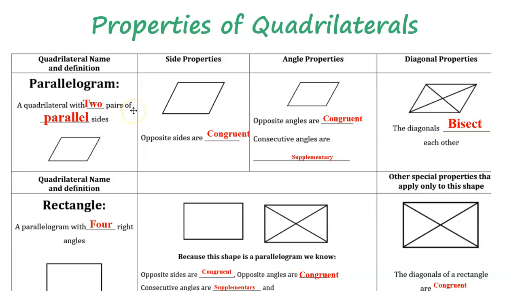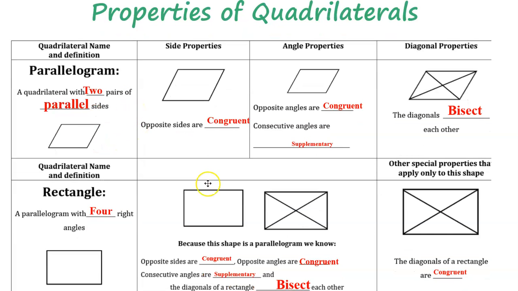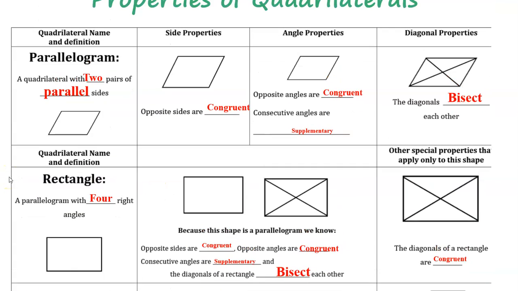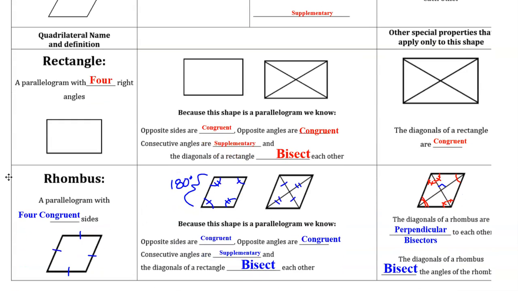So just to go through, starting at the beginning, we looked at parallelograms. And then we looked at rectangles. And a rectangle is just a specific type of parallelogram. So everything that applies to a parallelogram also applies to a rectangle, because a rectangle is a parallelogram. Same thing's going to be true for rhombuses. Everything that's true for a parallelogram is also true for a rhombus.